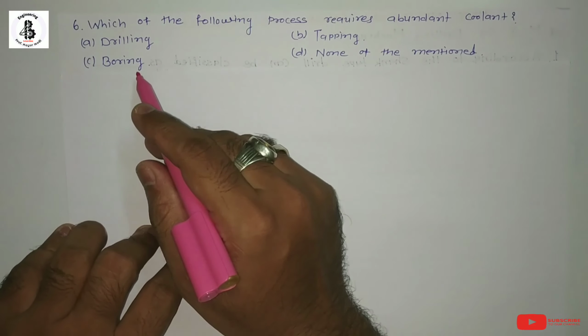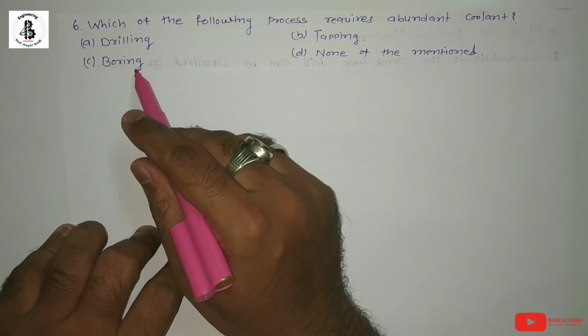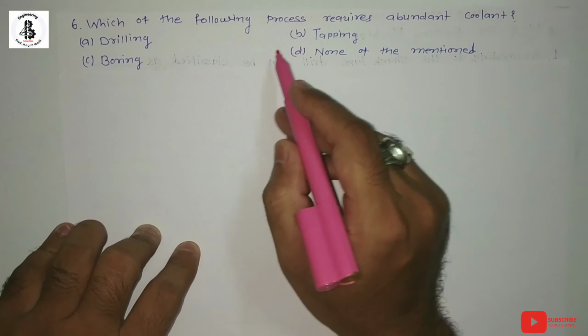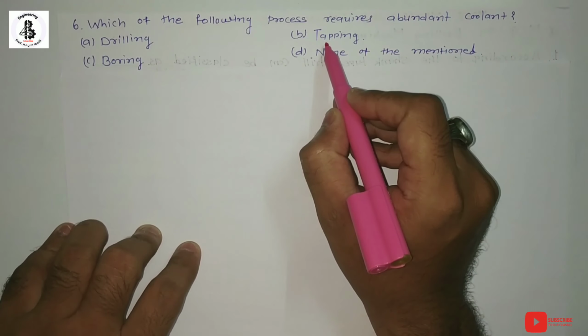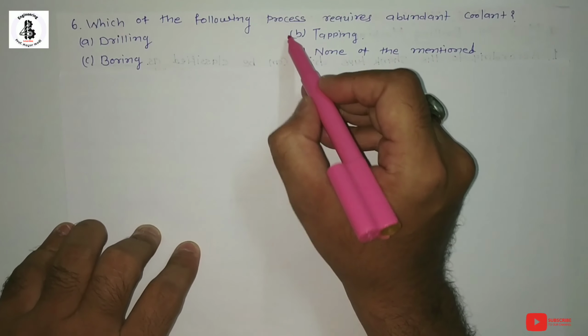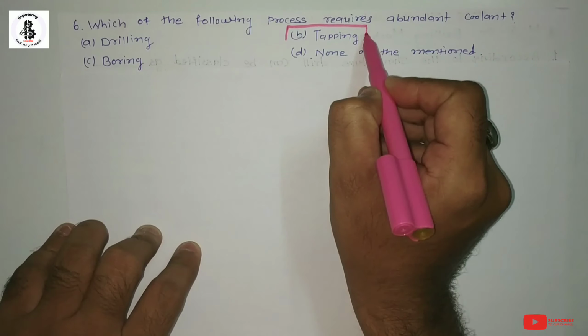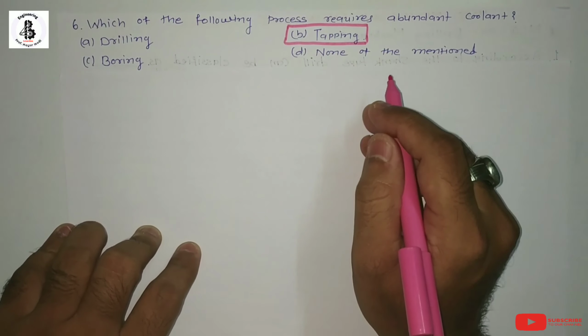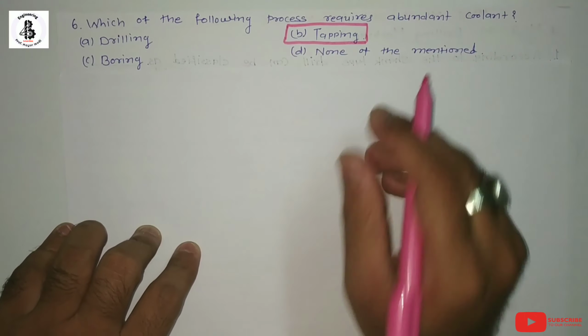Then boring, which is generally used for enlarging an existing diameter of a hole, and none of the mentioned. So basically tapping requires abundant coolant during the operation to make accurate threading, or you can say internal threading. Then we will see the next question.